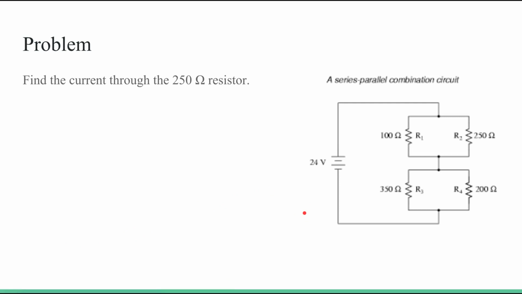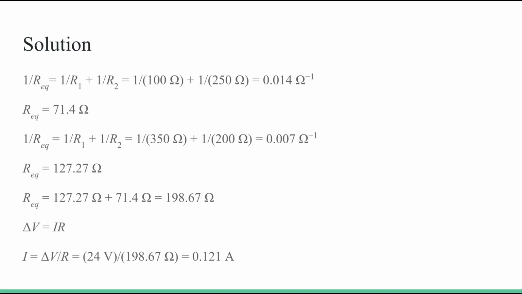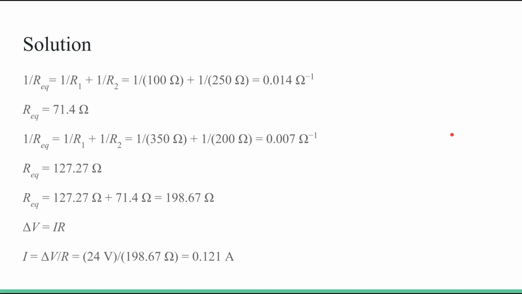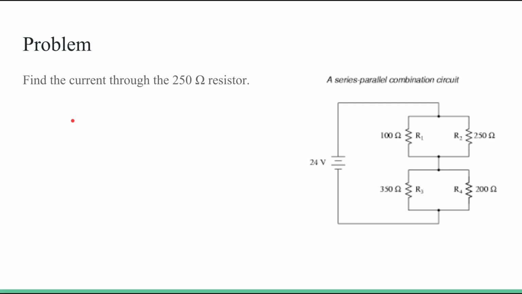So find the current through the 250 ohm resistor. Okay. So first you find the equivalent resistance. So you first simplify these two. So these two are obviously in parallel. So you simplify 1 over 100 plus 1 over 250 equals this value. Take the inverse of that, take the reciprocal, and you get 71.4 ohms.